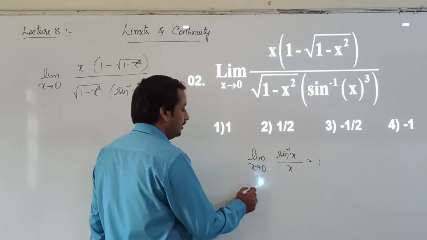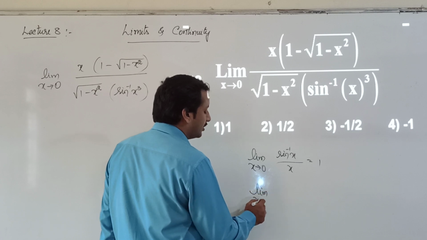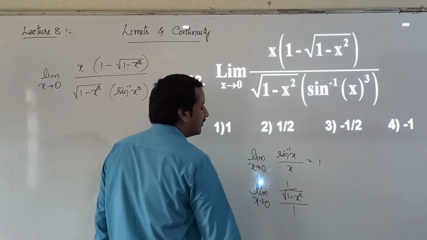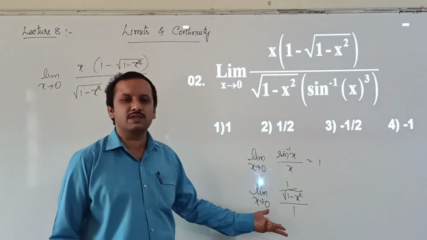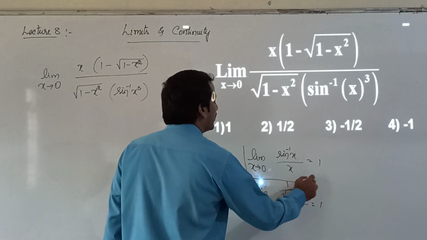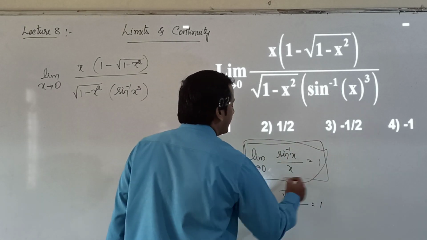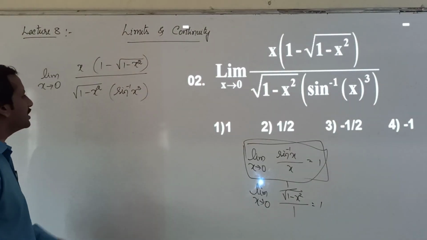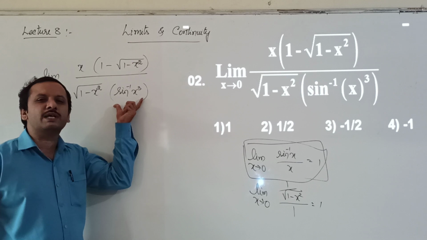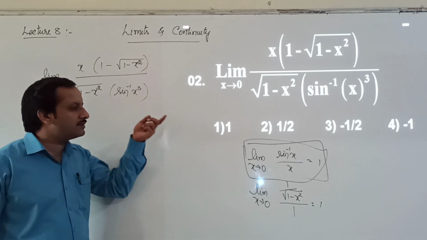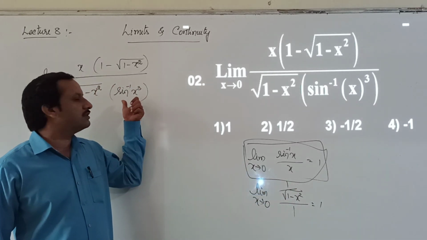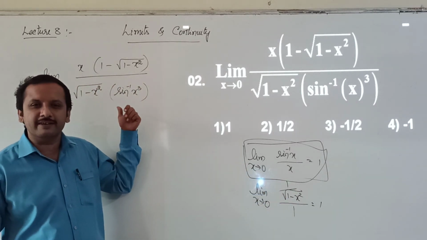If you are in doubt, then you can use L'Hospital's rule here. The derivative of sin inverse x is 1 by root of 1 minus x square, divided by the derivative of x, which is 1. Now apply the limit as x tends to 0. You will get 1. So this limit is equal to 1. This formula we know. Now I want to use this formula: limit x tends to 0 of sin inverse x by x is equal to 1. Look here, we have sin inverse x cube. When I have sin inverse x in the numerator, I want x in the denominator. So here I have sin inverse x cube in the denominator.